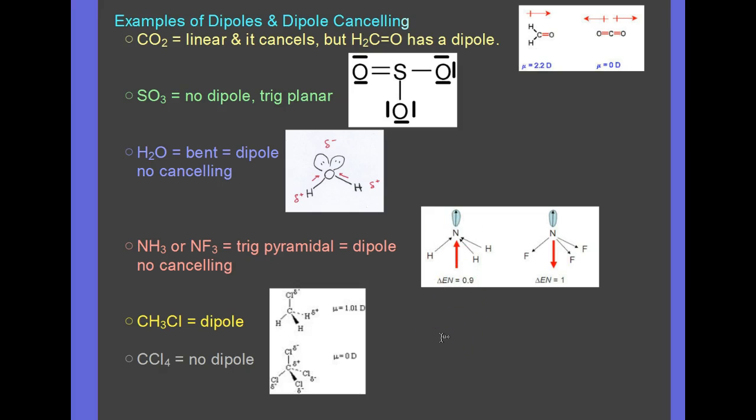CH3Cl has a dipole. The three H's kind of balance each other, but that Cl is negative. If it were, for example, CCl4, where all the parts attached to it were of equal electronegativity, you'd get no dipole, because there would be canceling out of those.